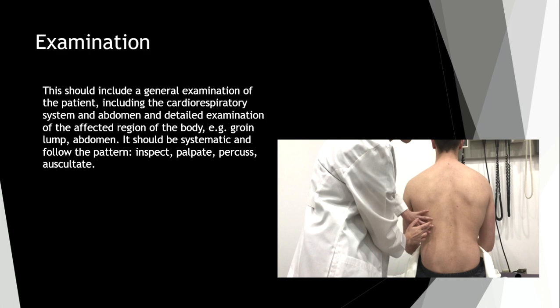Examination. This should include a general examination of the patient, including the cardiorespiratory system and abdomen, and detailed examination of the affected region of the body, for example groin, lung, abdomen. It should be systematic and follow the pattern: inspect, palpate, percuss, and auscultate.